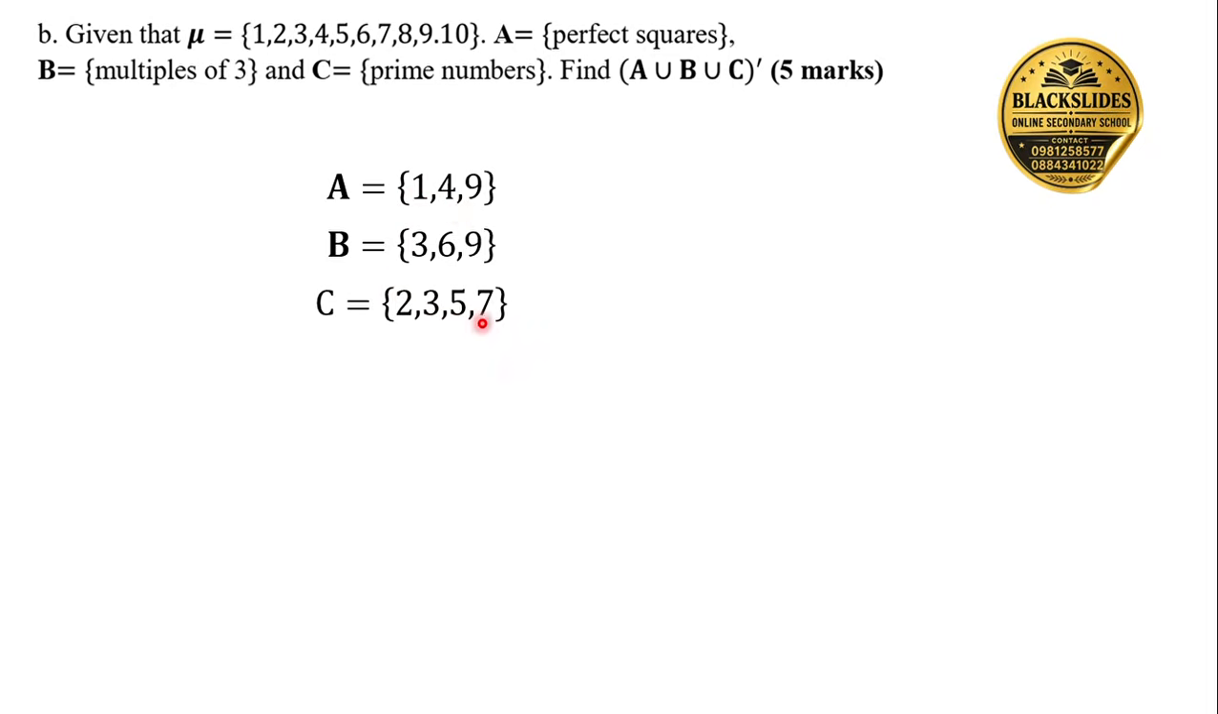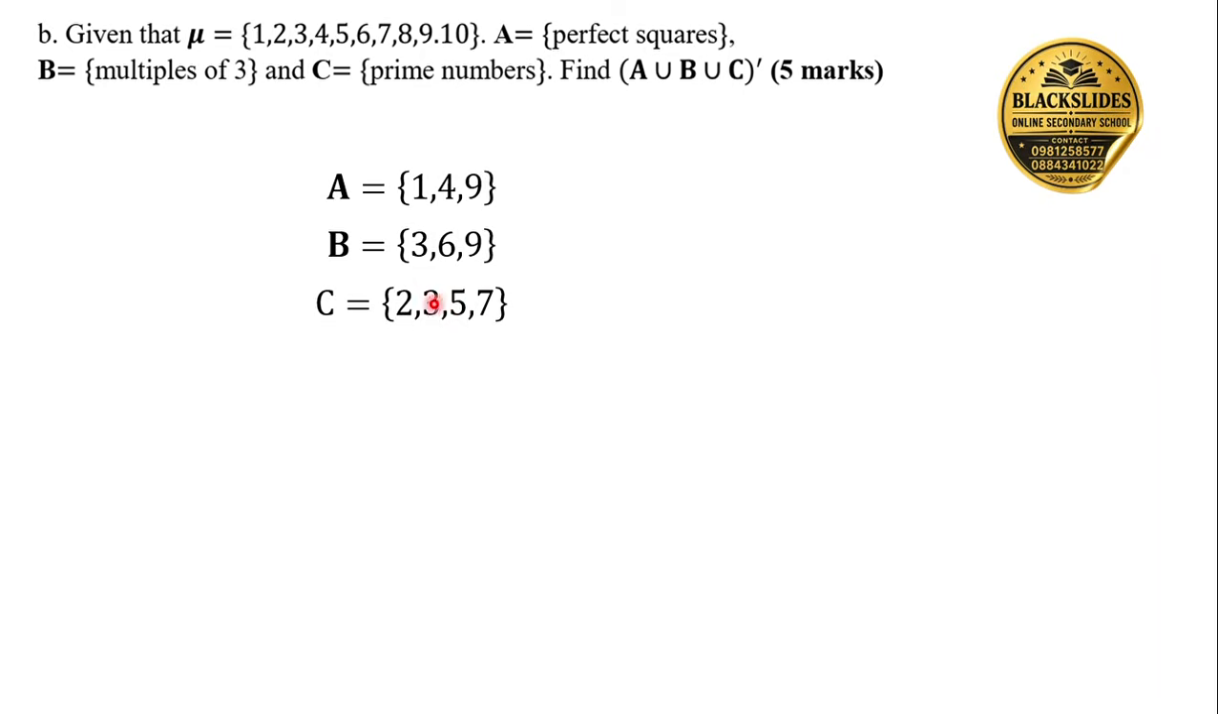And the C is a set of numbers that are prime numbers. Remember that prime numbers are numbers that do not have any other factors except themselves and the 1. So numbers such as 2, 3, 5, and 7 are prime. 2 is 2 times 1, 3 is 3 times 1, 5 is 5 times 1, 7 is 7 times 1. So a prime number is a number which does not have any other factor except the number itself and the 1.